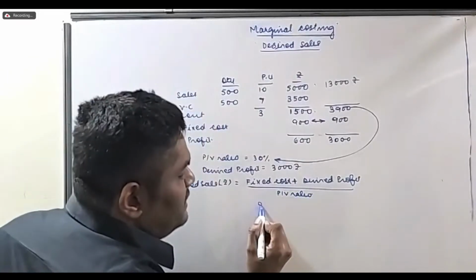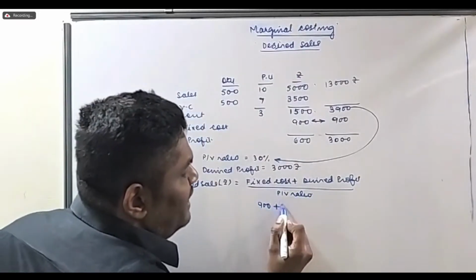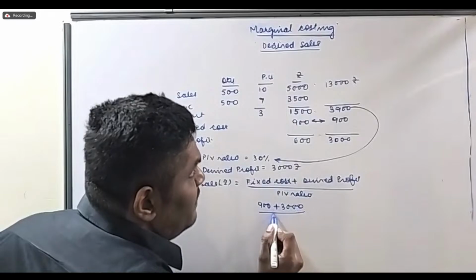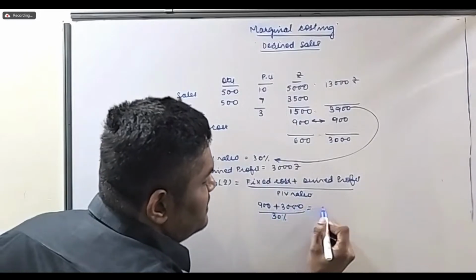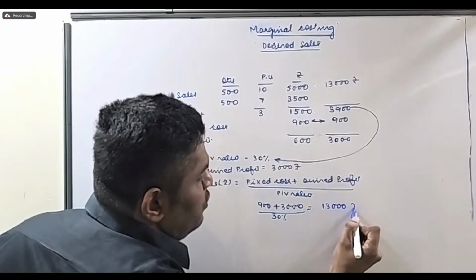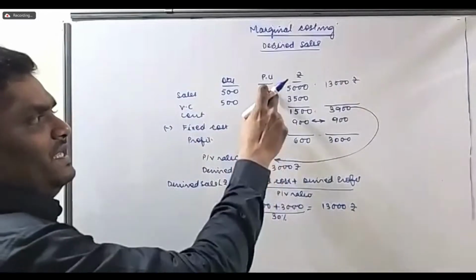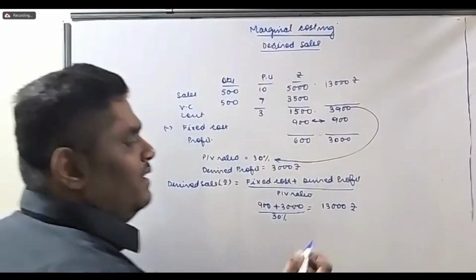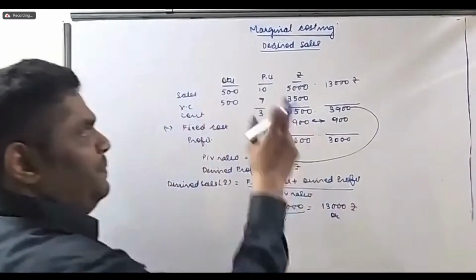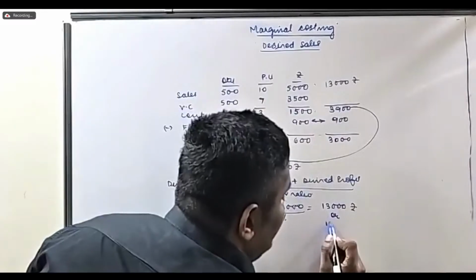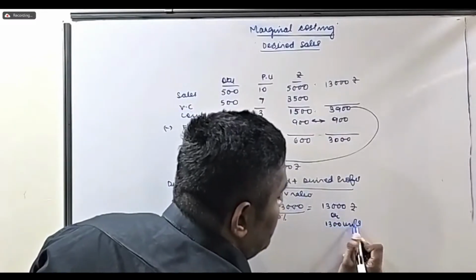So my fixed cost is 900. My desired profit is 3,000, divided by my PV ratio, that is 30%. So 13,000 rupees. And since one unit is sold at the rate of 10, we can say 13,000 rupees divided by 10, we have to manufacture and sell 1,300 units.